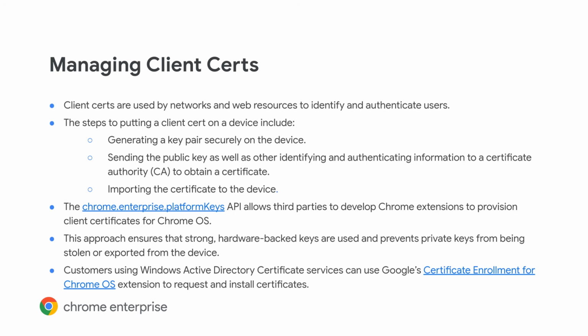And thankfully, we have the Chrome Enterprise Platform Keys API, and that allows third parties to easily develop Chrome extensions that are able to provision client certificates for Chrome OS. A benefit of using this approach is that it ensures that you're using strong hardware-backed keys. So the API makes use of the Titan C chip, which sits on every Chrome OS device. And by leveraging this hardware-backed key, you can make sure that private keys can't be stolen or shared or exported from the device.